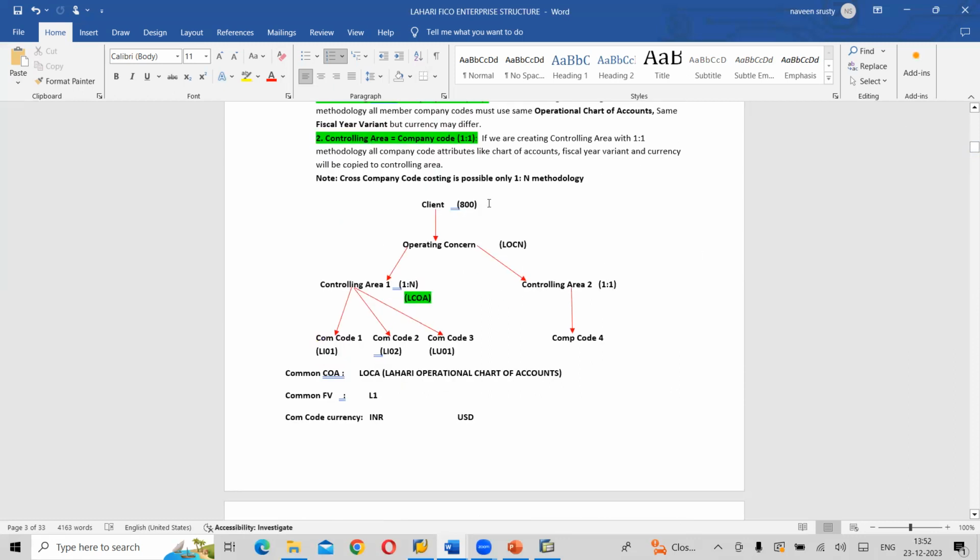Client is 800, because here the client is our training environment. The operating concern I have created, don't write anything right now, I've already given: LOCN, Lahari operating concern. Next, the controlling area we have created: Lahari controlling area, where L stands for Lahari. Next, I have created three company codes that we are going to create: LI01, LI02 and LU01. I'll explain what these are. So this is the structure.